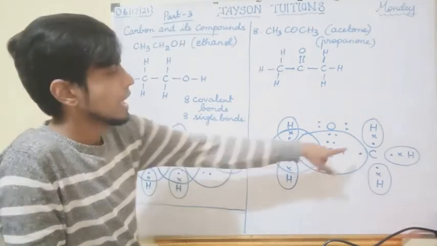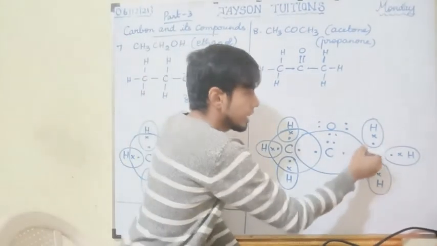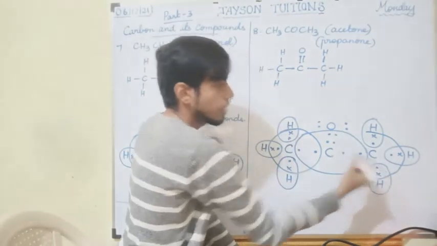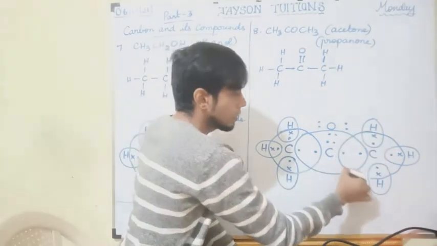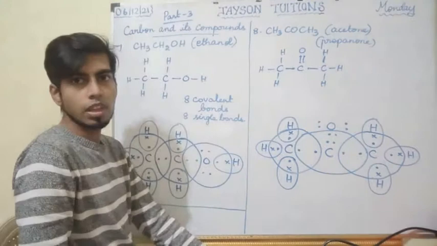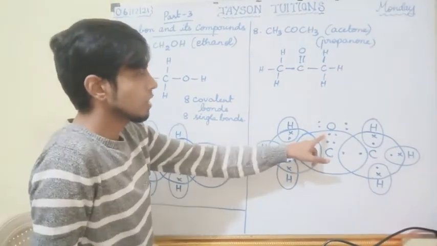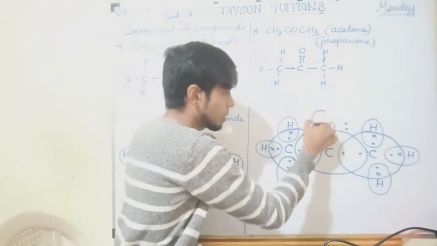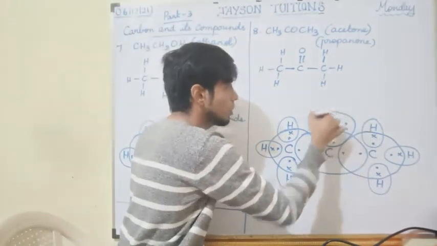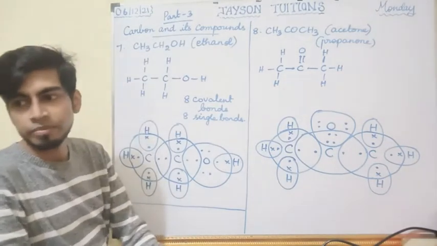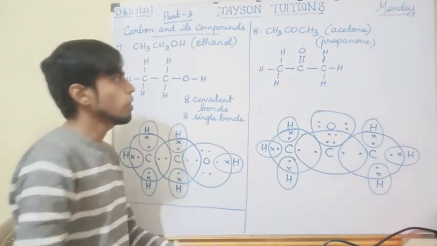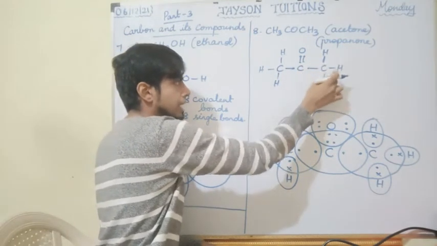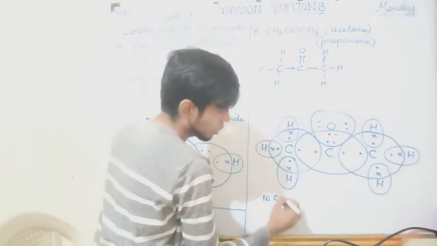Okay, and coming to this carbon, already it is having 4, 5th, 6th and 7th from hydrogen and 8th from this carbon. Okay, and coming to oxygen, already it is having 6, 7th and 8th from this carbon. So you will get like this. Okay. So how many covalent bonds are there? 1, 2, 3, 4, 5, 6, 7, 8, 9, 10. So there are 10 covalent bonds.